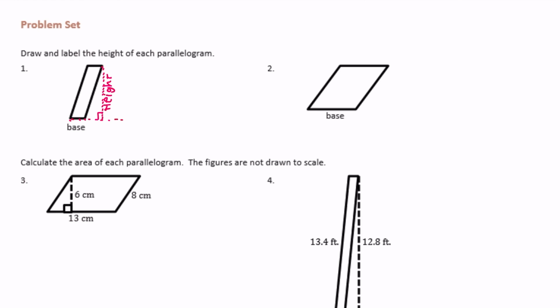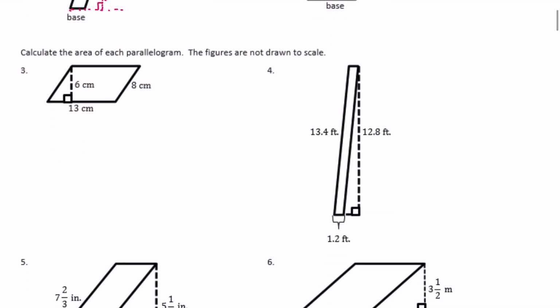So on this one, I'll do it on the opposite side. So number 2, instead of doing it on the right side, I'll show you how you can do it on the left side as well. So we'll bring it all the way out and then up. So we create perpendicular lines, right angle. So then the height is right here. So you just measure that height to find the height of the parallelogram.